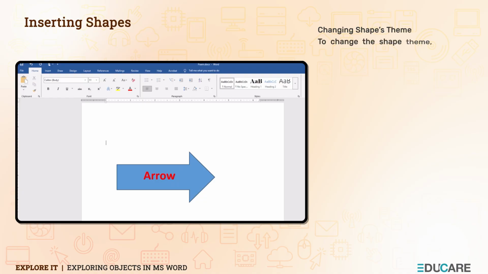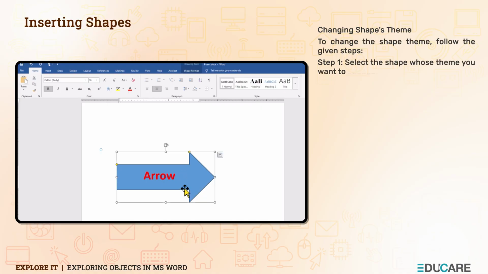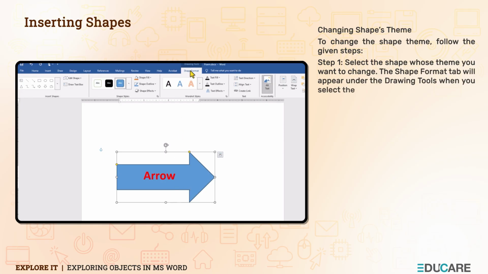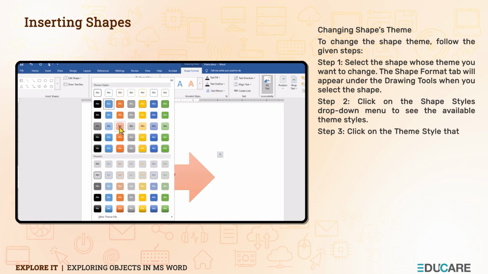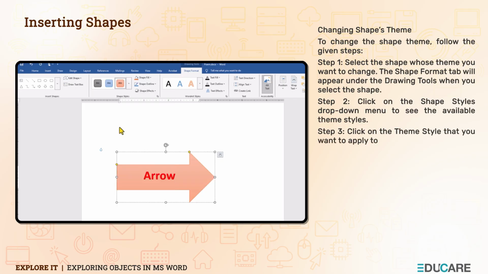Changing shape's theme. To change the shape theme, follow the given steps. Step 1. Select the shape whose theme you want to change. The Shape Format tab will appear under the Drawing Tools when you select the shape. Step 2. Click on the Shape Styles drop-down menu to see the available theme styles. Step 3. Click on the theme style that you want to apply to your shape.